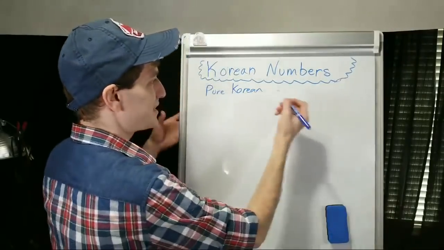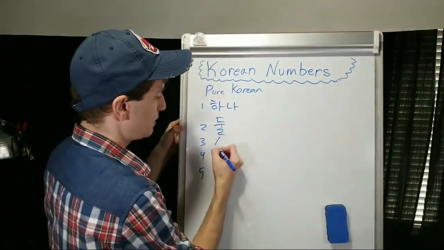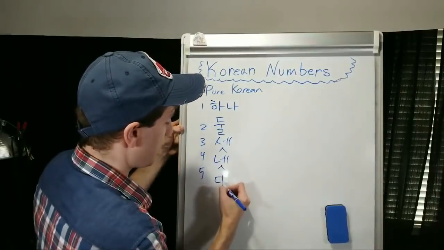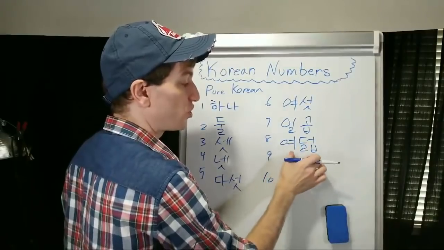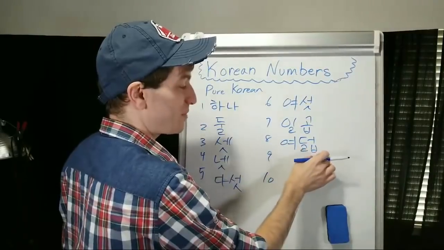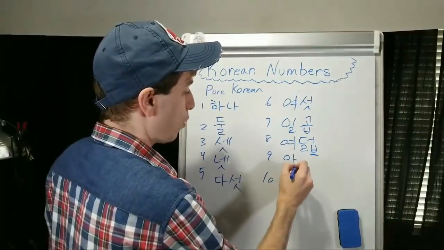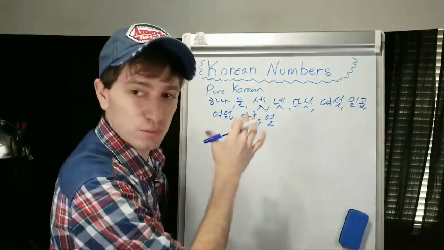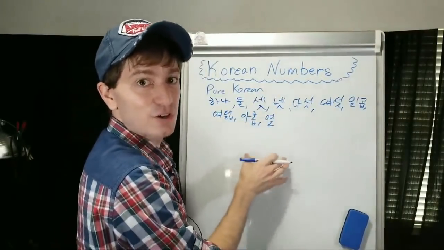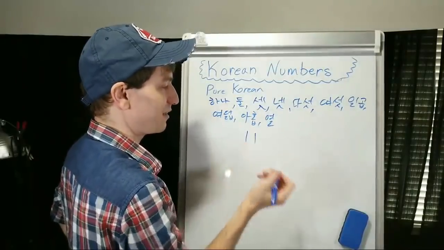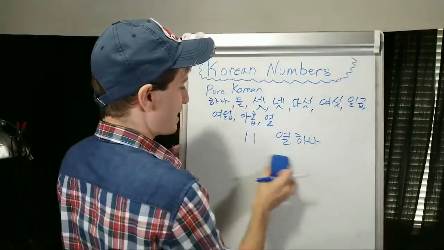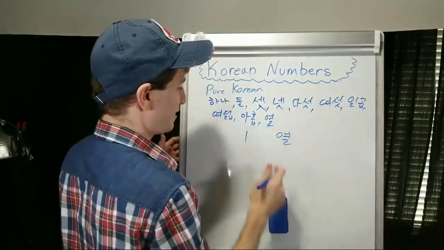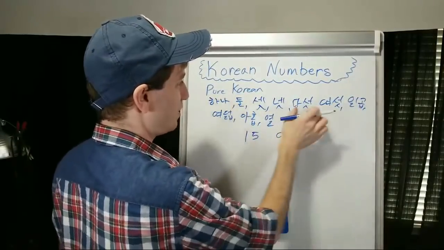So the number for 1 to 10, 하나, 둘, 셋, 넷, 다섯, 여섯, 일곱, 여덟. This one's 여덟, not 여덟. Although the 비읍 is there, they don't pronounce the 비읍. 아홉, and then 열. This way works exactly the same as Sino-Korean numbers. So like if we want to say the number 11, well, we have 10, 열, and then 하나, 열 하나.